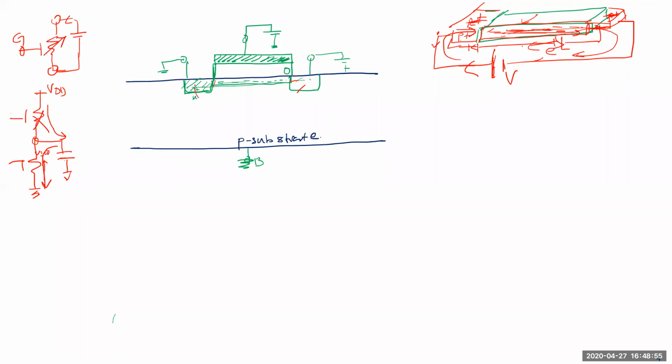So, now what type should I have? I should have an N plus, right? Because I want majority electrons in this so that when I put this potential difference, the electrons will flow as a majority carrier, because I don't have holes here. The holes are in this P substrate, but they're very tiny. So that's why I need N plus here.